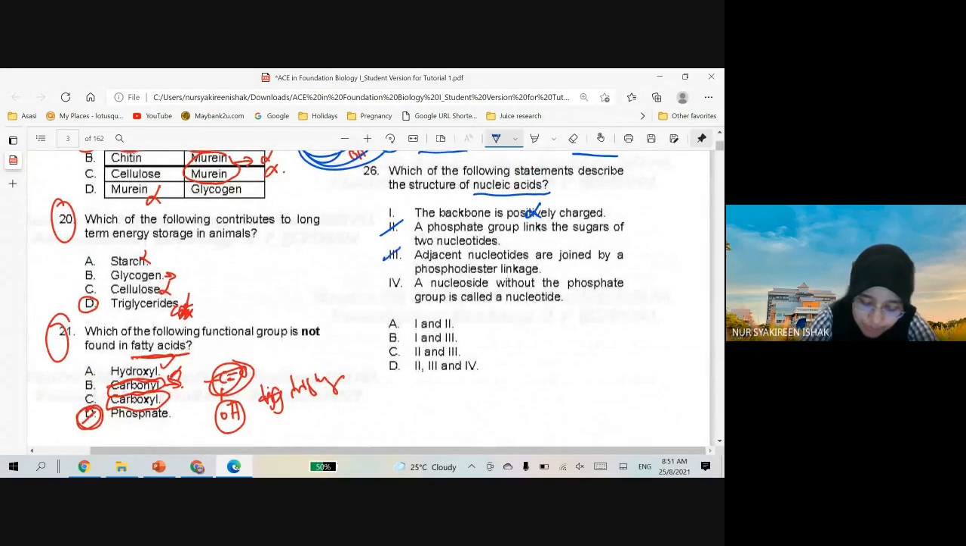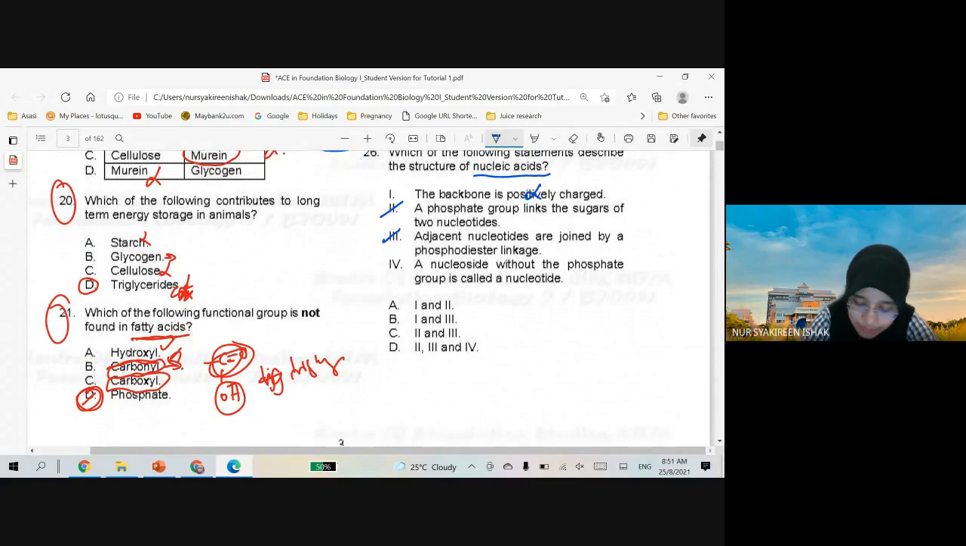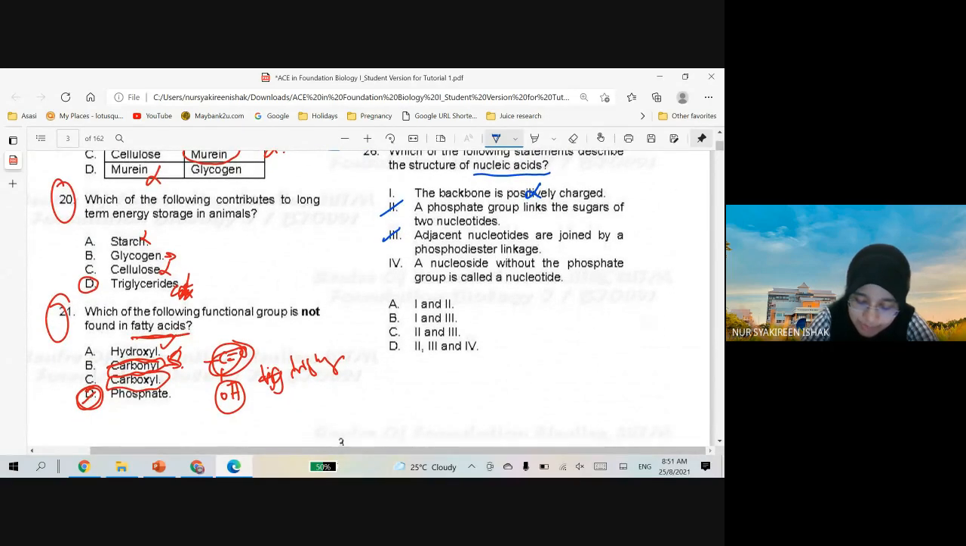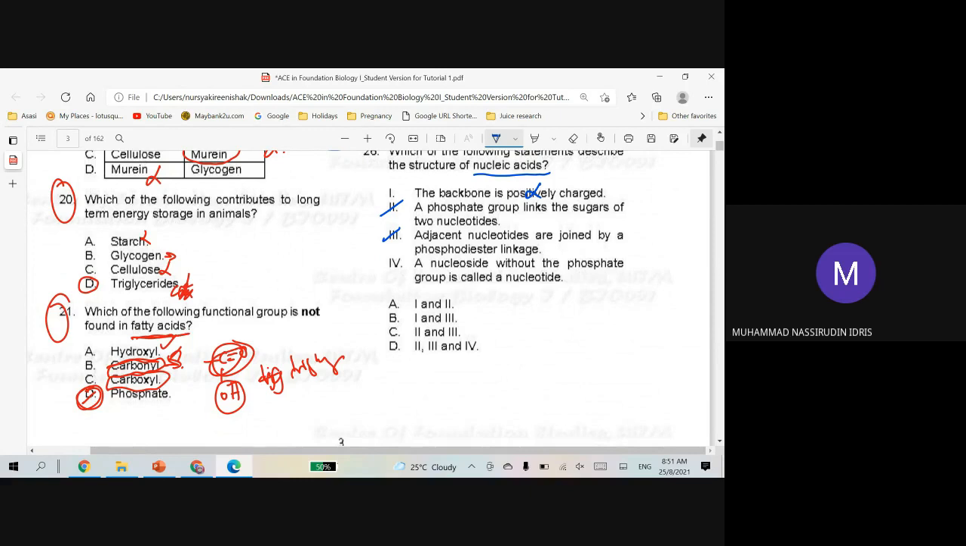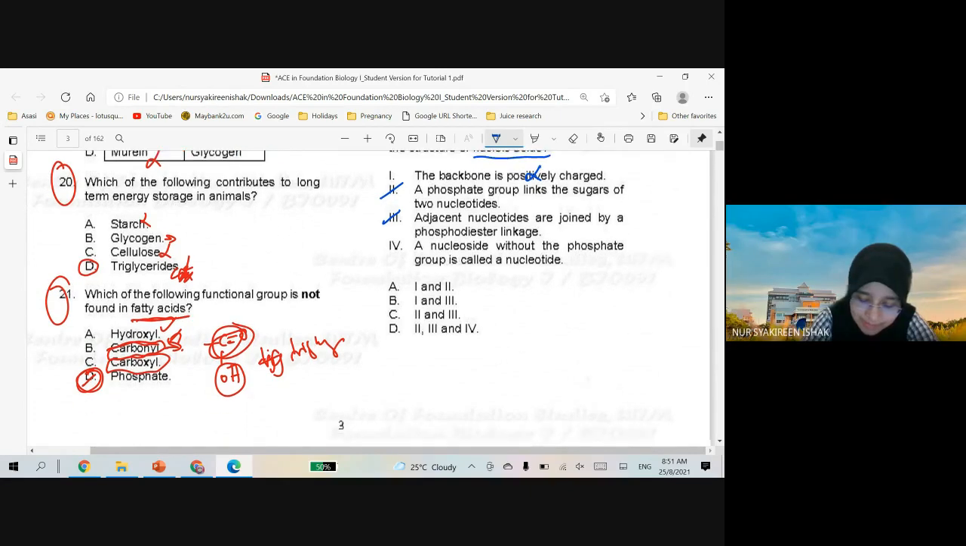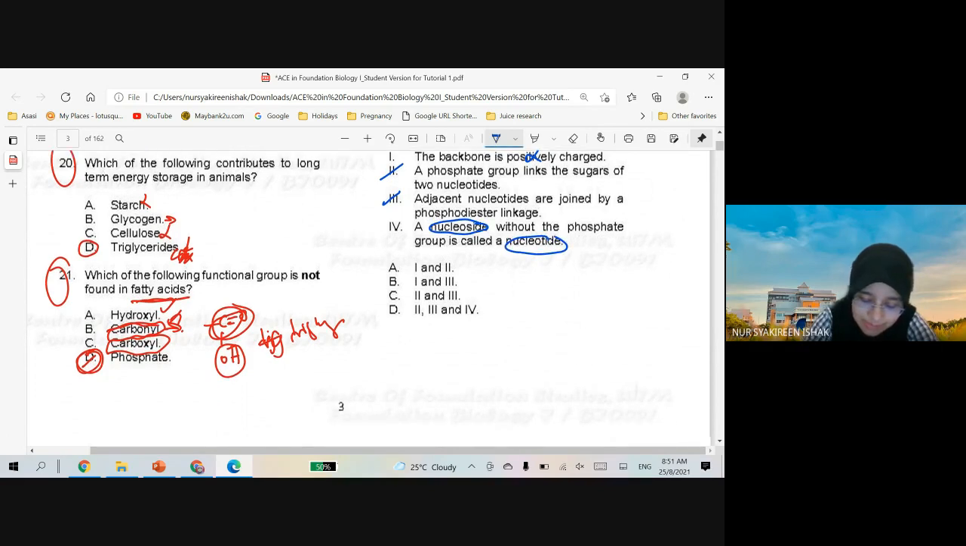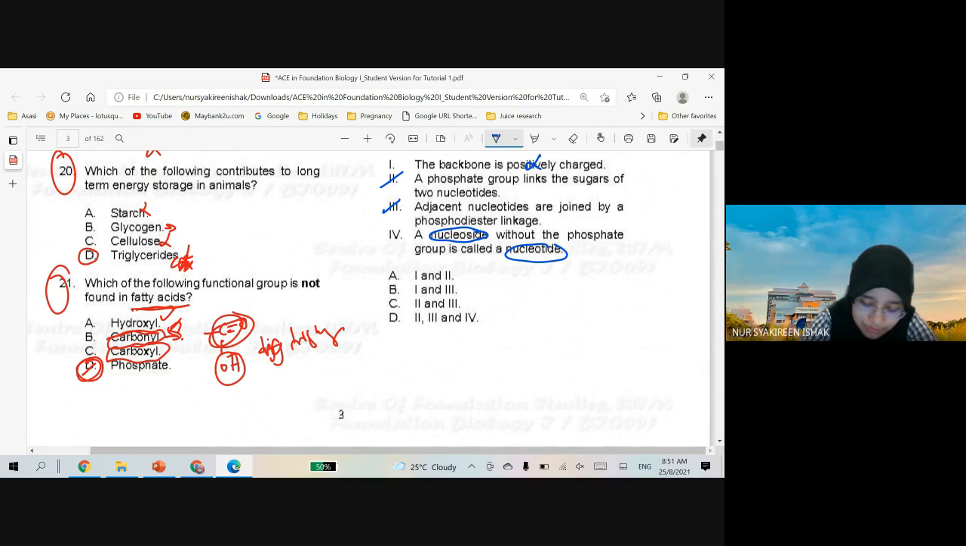Okay, so number 3 betul. Nucleoside without the phosphate group is called nucleotide. Betul salah ni? Salah. Sebab dia terbalik. Okay, dia terbalik. This one supposed to be nucleotide, bawah ni baru nucleoside. Okay, so the answer will be 2 and 3.